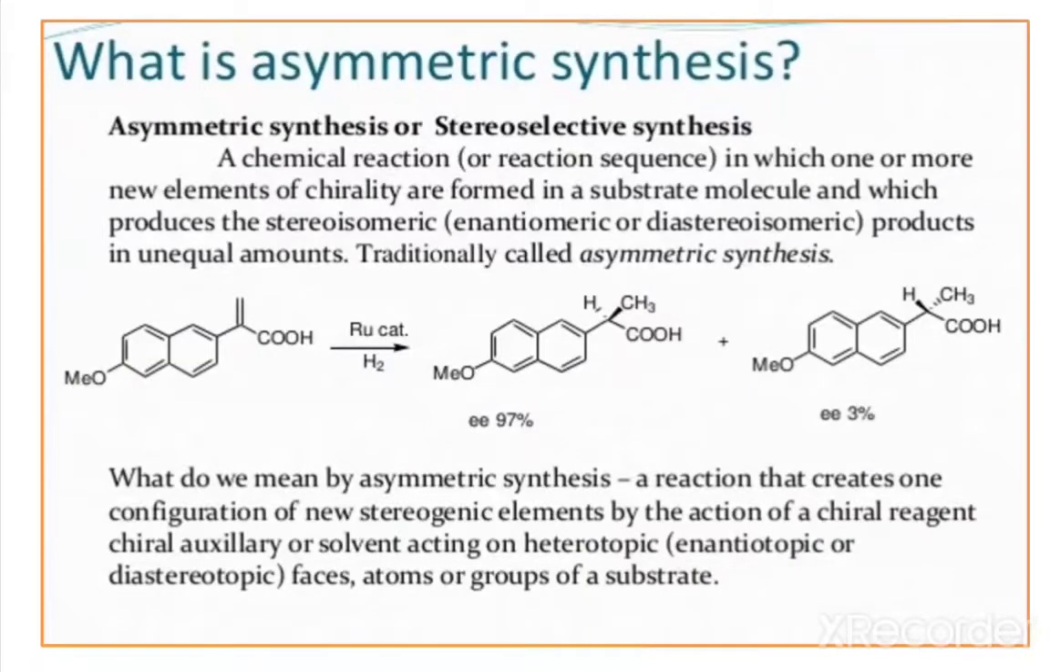What do you mean by asymmetric synthesis? A reaction that creates one configuration of new stereogenic elements by the action of a chiral reagent, chiral auxiliary, or solvent acting on heterotopic, enantiotopic, or diastereotopic faces, atoms, or groups of a substrate. This is another definition of asymmetric synthesis. That means in asymmetric synthesis, the most important point is that we get an unequal ratio of the product. Then such a chemical reaction is an asymmetric synthesis.